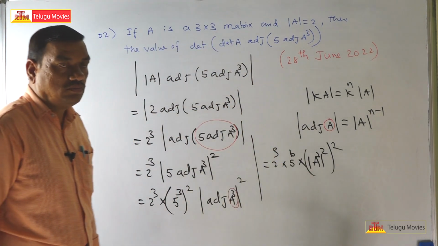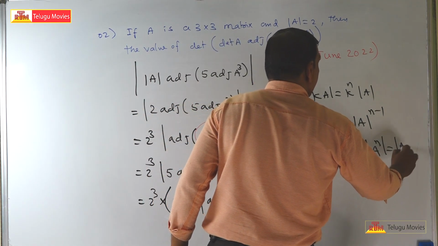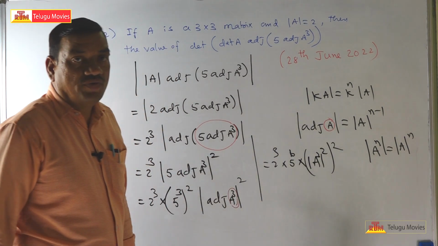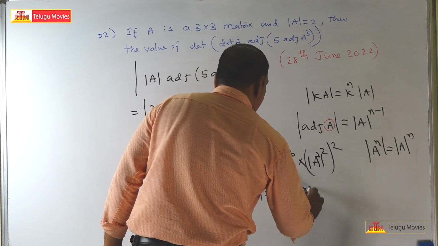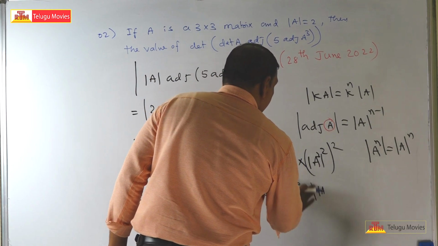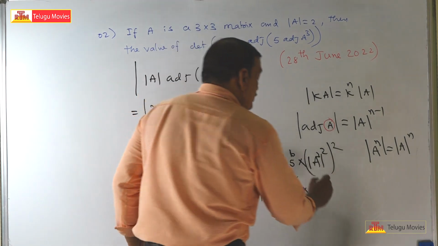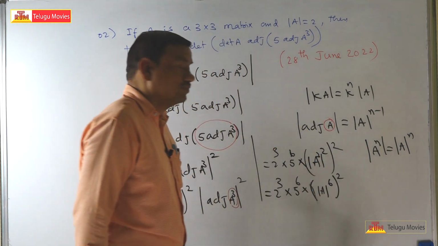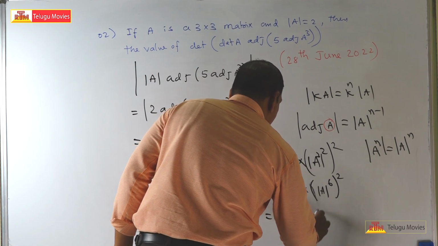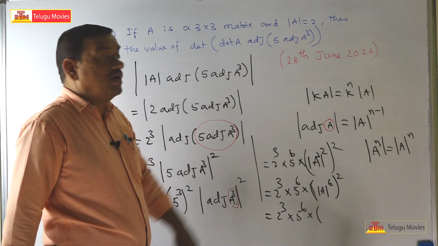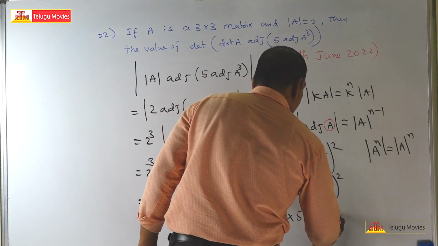A cube. Okay. We have again one property. So determinant of A power n is same as determinant of A whole power n. So this is equal to 2 power 3 into 5 power 6 into determinant of A whole cube. This whole cube, 3 2s are 6, whole square. Okay? So this is equal to 2 cube into 5 power 6 into determinant of A, value is how much? 2. 2 to the power of 6 2s are 12.